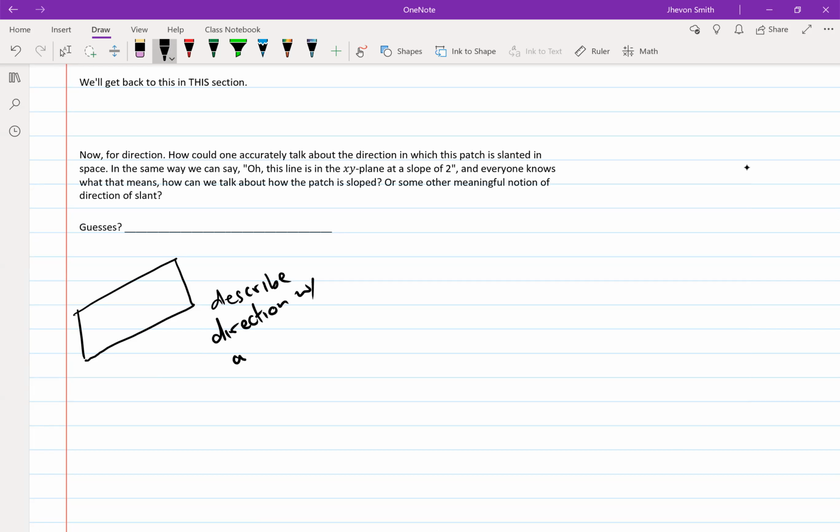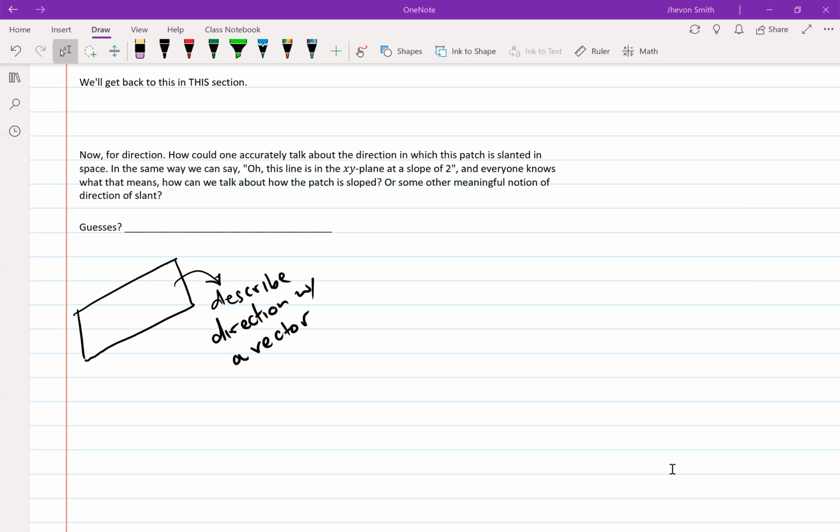So here's our little patch. What vector do you think would be good to describe the direction in which this patch is tilted in space? Any ideas? No wrong answers. In fact, I kind of want someone who doesn't know what the right answer should be to take a guess. Just be brave and take a guess.